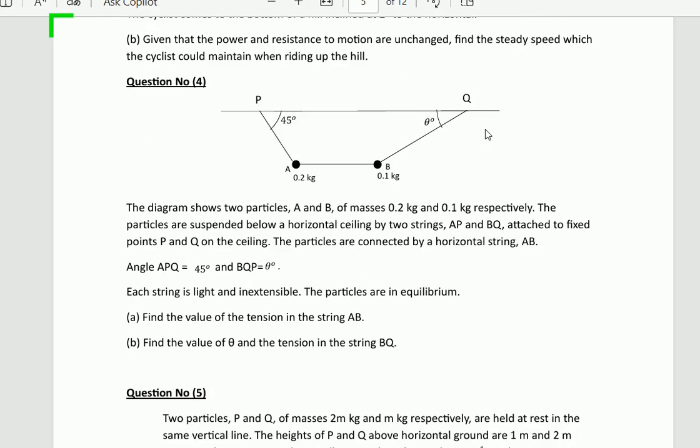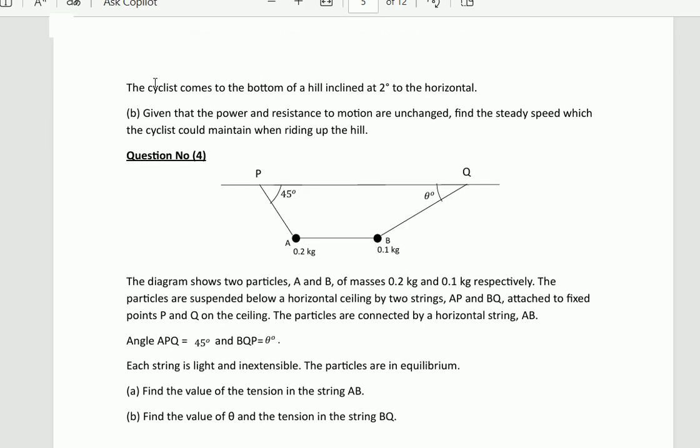The other one is, the cyclist comes to the bottom of a hill inclined at 2 degrees to the horizontal. Part B: given that the power and resistance to motion are unchanged, find the steady speed which the cyclist could maintain when riding up the hill.